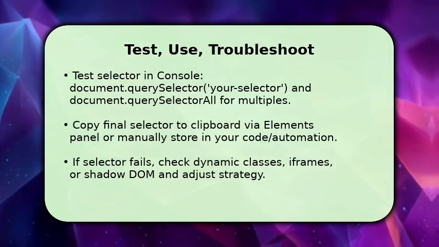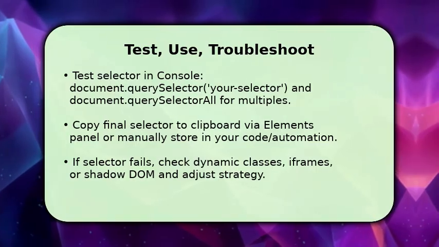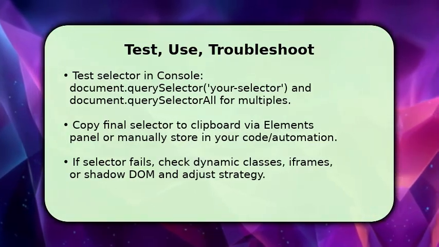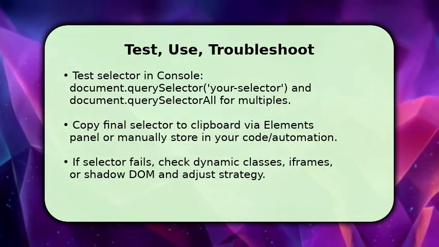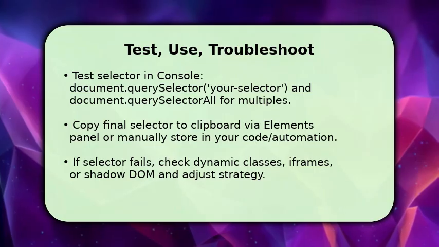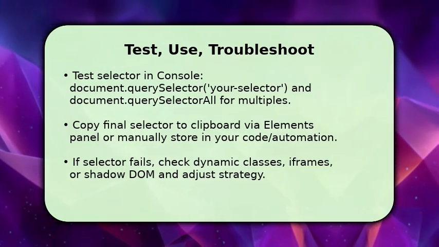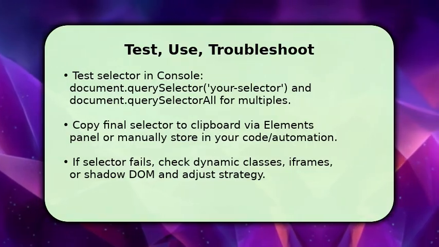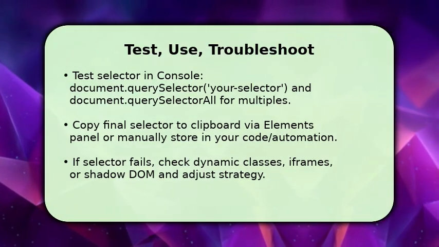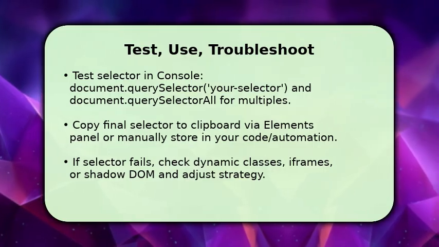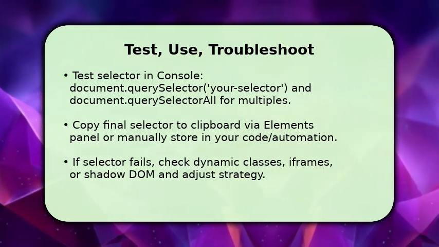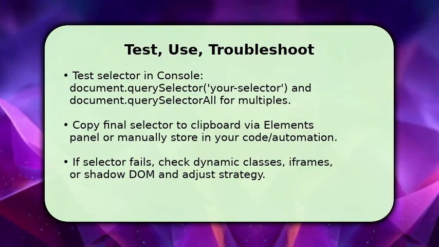Once validated, copy it from the Elements panel or paste it into your stylesheet, script, or test. If the selector doesn't find the element, make sure the element isn't inside an iframe or shadow DOM, and check for runtime class changes. If so, use a more stable attribute or XPath. One troubleshooting tip: inspect parent containers and use attribute selectors when classes are dynamic.